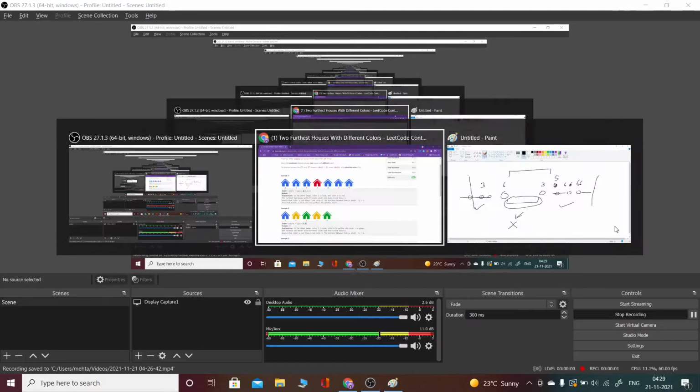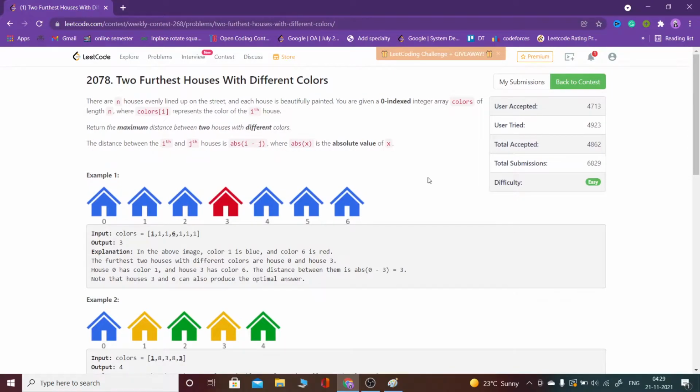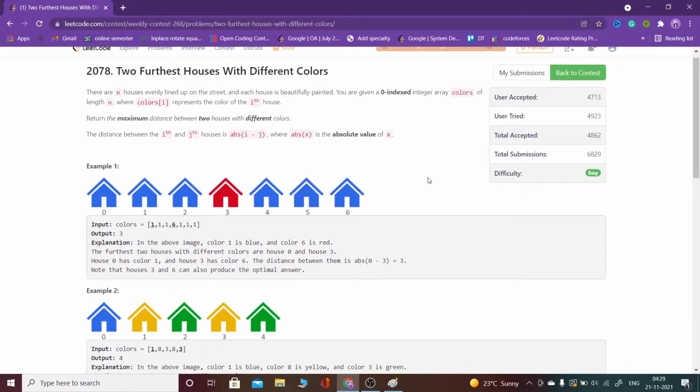Welcome back, guys. So today we will see the LeetCode Weekly Contest 268 questions. This is the first question of the contest. I will explain what the question is. The question is that there are n houses and each house has a particular color, and what we have to do is find the maximum distance between two houses which are of different colors.